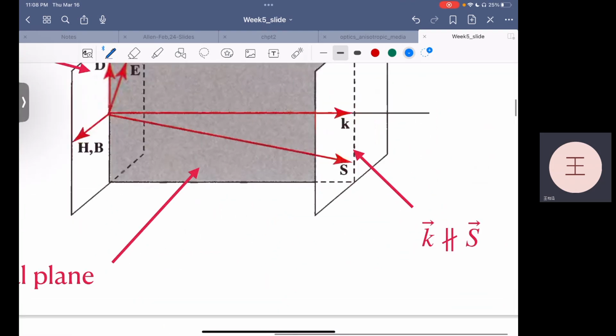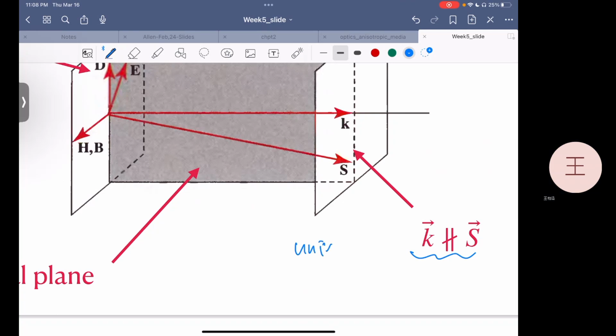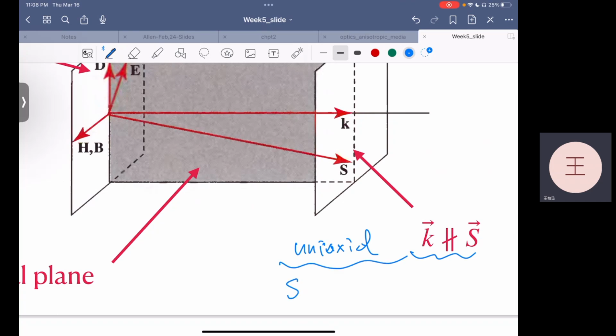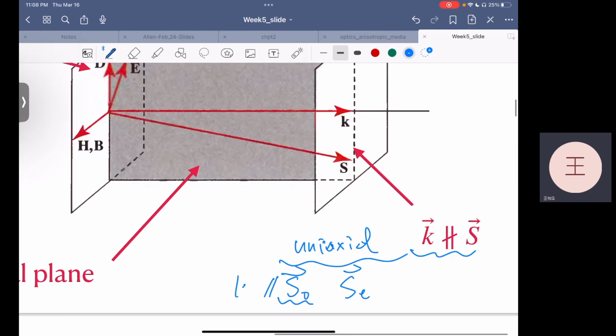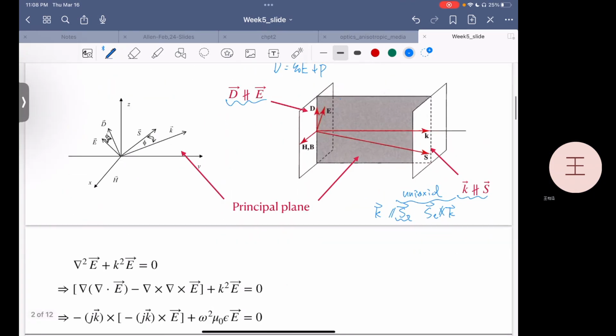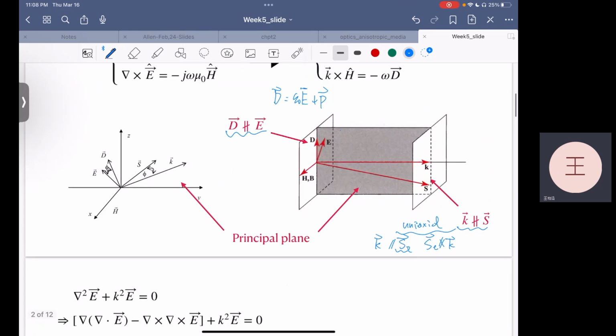And thus we will show later that the K is not parallel to the S, which is the Poynting vector. Because we will have a rigorous picture about it, especially in the uniaxial cases, in which we actually have two Poynting vectors. One of them is, as we expected, parallel to the K, but the other is not. This will be shown later. And just a special mention that D, E, S, and K lie on the same plane, which is called the principal plane.